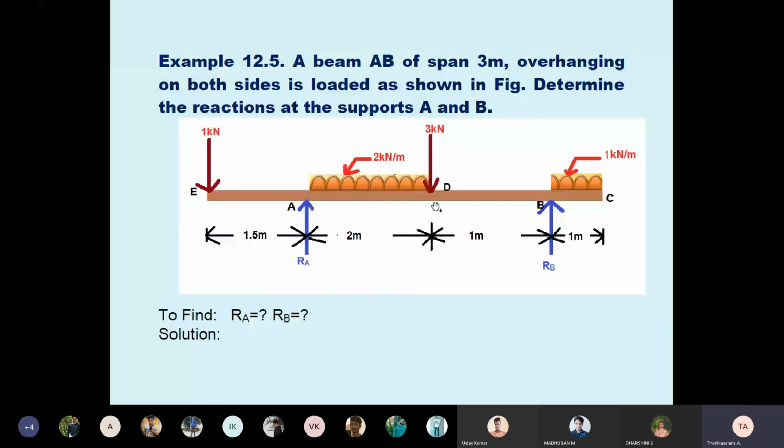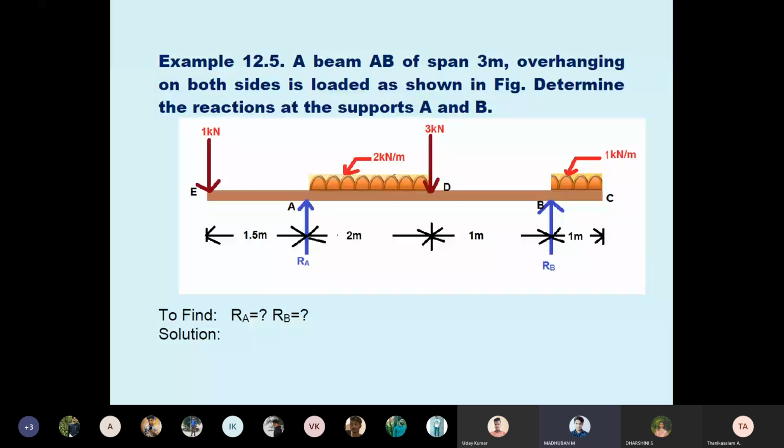Darshini, can you read the question? Madhuban, can you read the question? Yes, sir.